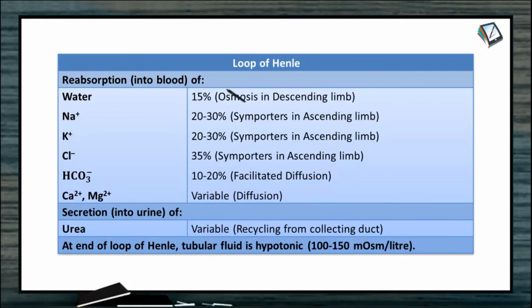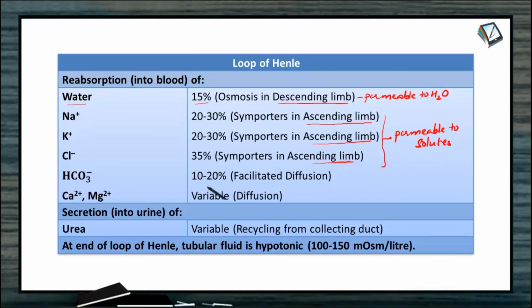Coming to the loop of Henle. In the loop of Henle, the reabsorption into the blood occurs of water up to 15% by osmosis in the descending limb, as the descending limb is permeable to water. Na+ ions, K+ ions and chloride ions are reabsorbed into the blood in the ascending limb through the symporters, up to 20 to 30% and chloride ions up to 35%, as the ascending limb is permeable to solutes and impermeable to water.